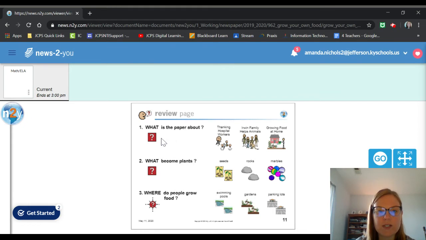All right, so our first question says, what is the paper about? So what is this paper about that we just read? Thanking hospital workers, Irvin family helps animals, or growing food at home? So our story was about growing food at home. What becomes plants? So our options are seeds, rocks, or marbles. So remember we said seeds. So seeds are what become plants. Where do people grow food? So our options are swimming pools, gardens, or parking lots. So we know that people grow food in their gardens.